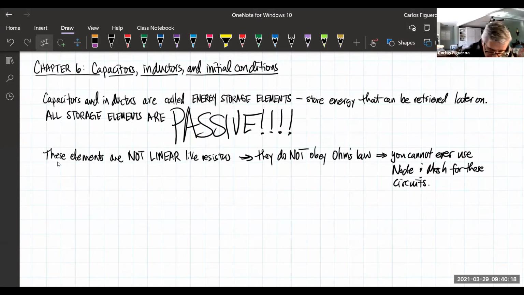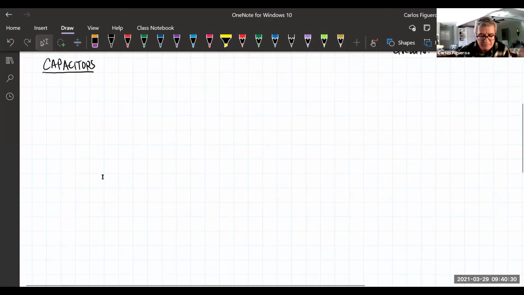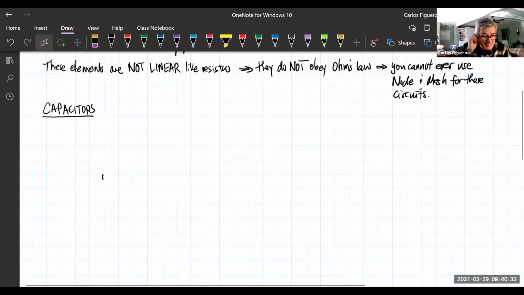Okay, that being said, we should start with capacitors. I could have started with inductors too, but capacitors might be a little bit easier to understand for some people. So let's go look at capacitors. Of course, there's an infinite number of applications for capacitors. There's so many possibilities.